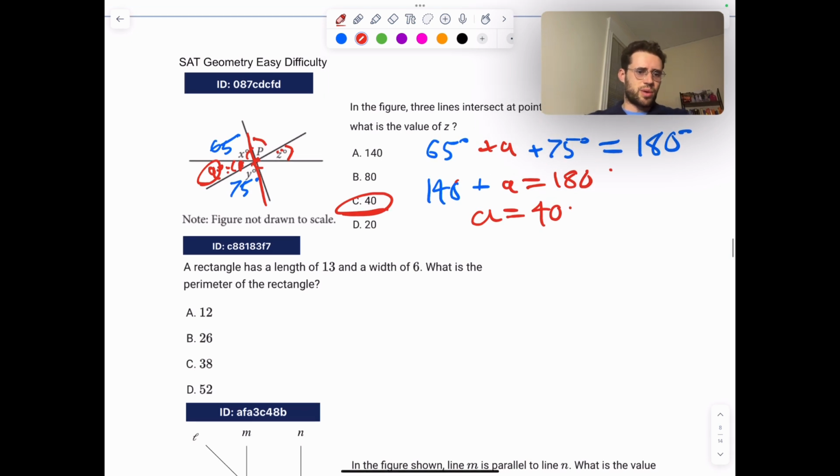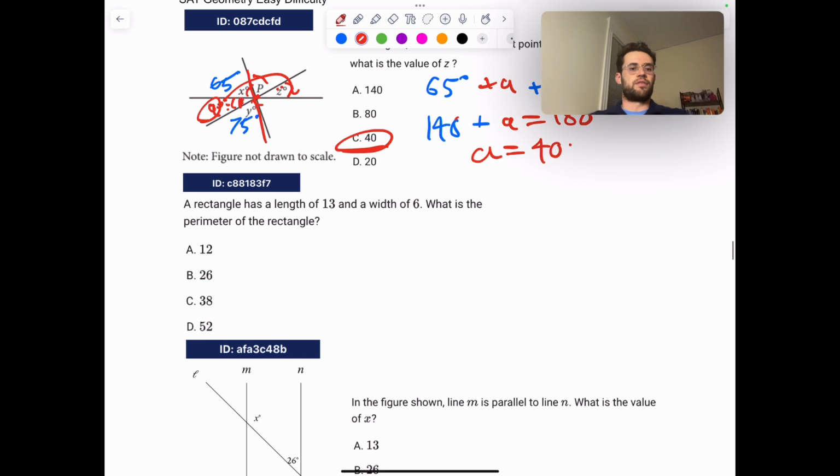Just don't get thrown off by this P here. Like you might think that you have to do something with it going this way, that P is not an angle. And if they didn't label one of the angles, you can make up a label for it if you want to keep track.